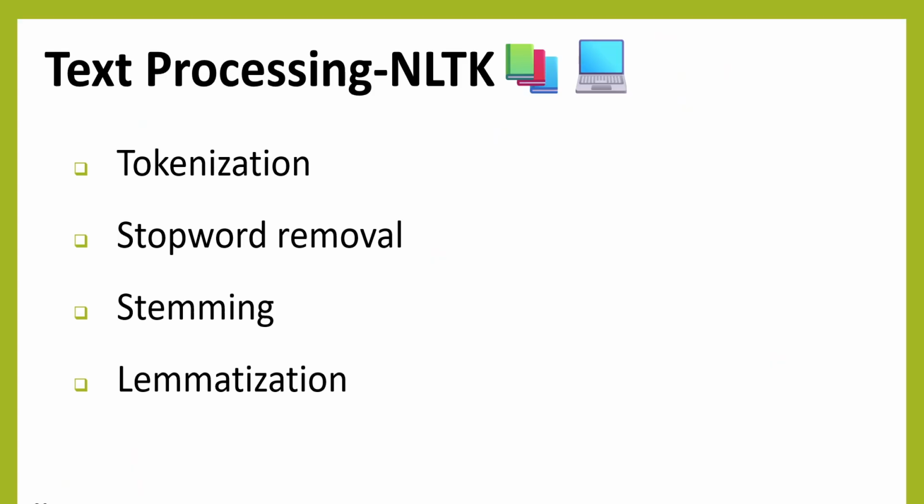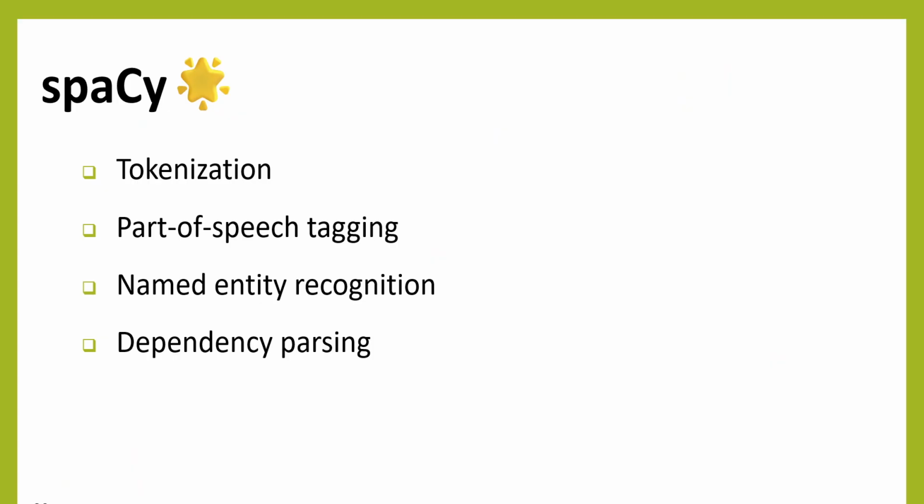Stemming means reducing words to their base form. Lemmatization means reducing words to their base or root form. Next comes spaCy, which is another popular Python library for NLP that focuses on performance and ease of use. It provides features like tokenization, where we break down text into individual words or tokens, part of speech tagging, where we identify the grammatical category of each word. Named entity recognition means identifying named entities like people, places, and organizations. Dependency parsing means analyzing the grammatical structure of the sentence.